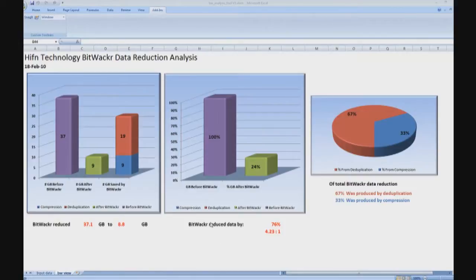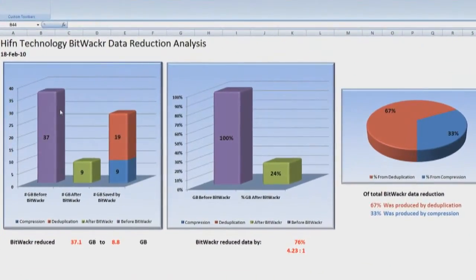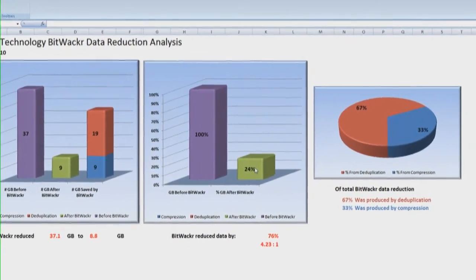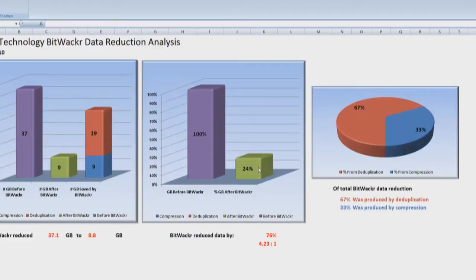We started by copying 37 gigabytes from the data source to a BitWackr data reduced volume and saw those 37 gigabytes become just 9 gigabytes. Of the reduction in capacity required to store the copied data, 19 gigabytes were due to deduplication, and 9 gigabytes were due to data compression. If we convert the 37 gigabytes and the 9 gigabytes to fractions, we start out with 100% of the data being reduced to just 24% of its original size.